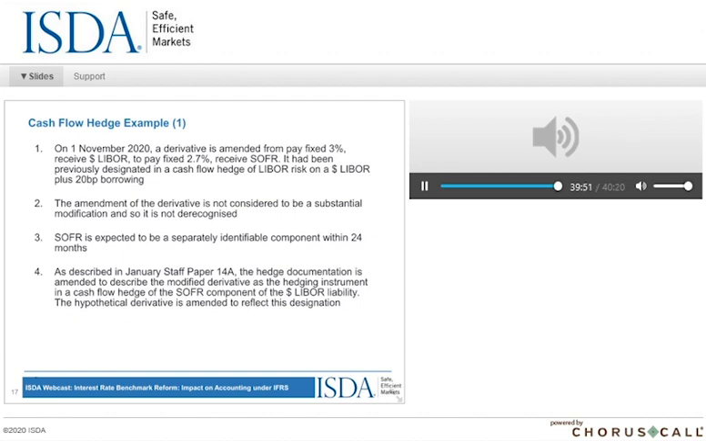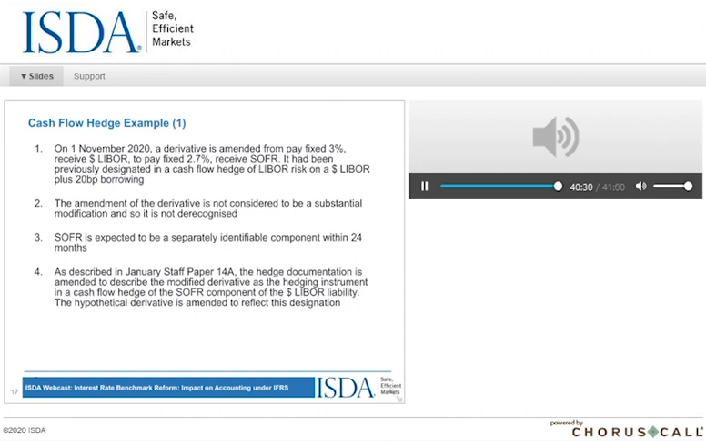So we have to first of all modify the swap, and I'm going to assume for this example that the swap and the debt are each modified on different dates. Obviously, if they were modified on the same date, then this example would be an awful lot simpler. Now, as before, the swap modification is not regarded as substantial, and therefore the swap is not derecognized. And again, as before, we're assuming that SOFR will be separately identifiable and therefore is capable of being designated as a risk component.